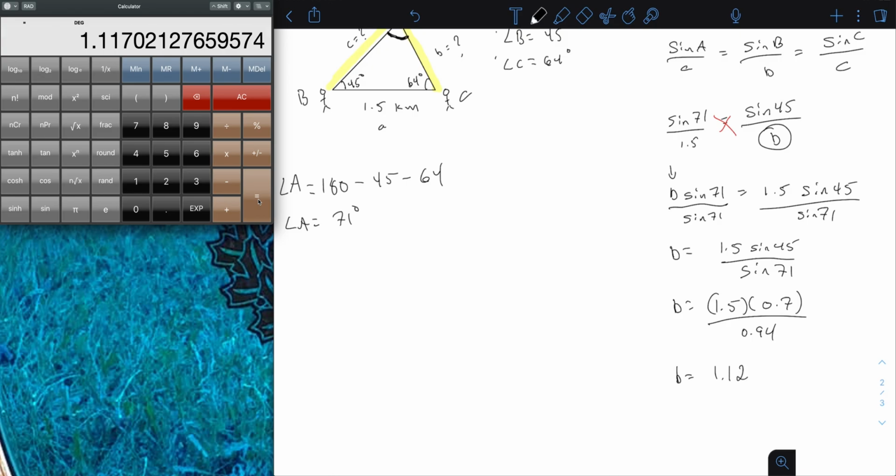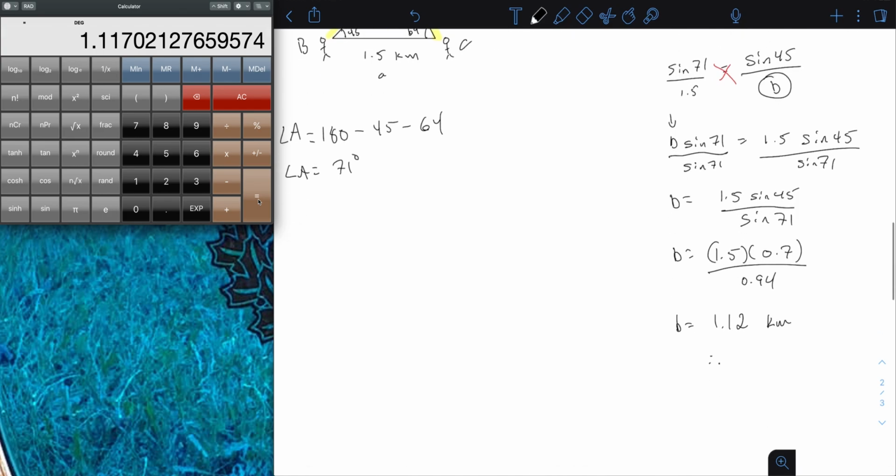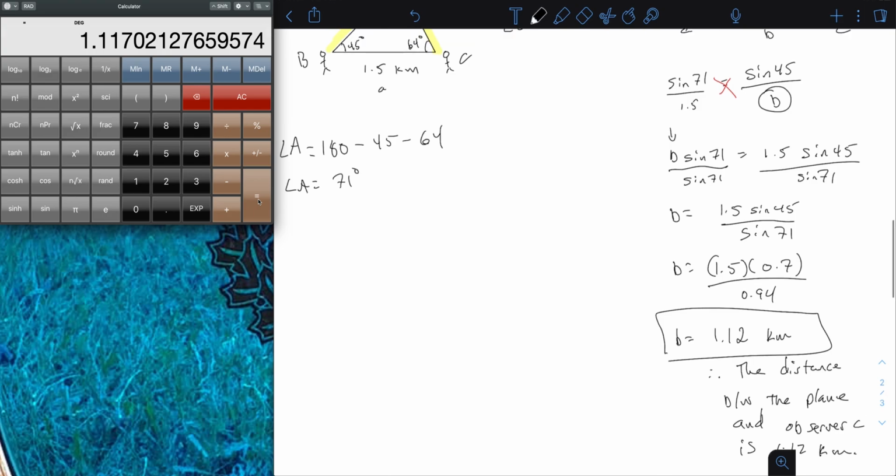We call it 1.12 kilometers. Okay, so that means that the distance between the plane and observer C is 1.12 kilometers. Okay, now that's just one of the observers, right?